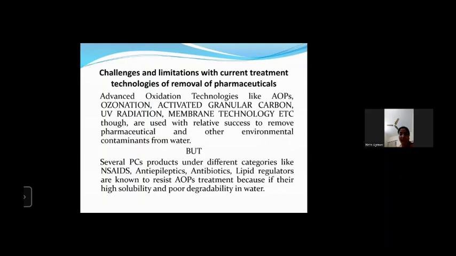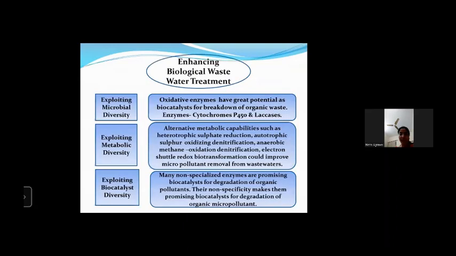They are used with relative success, but there is a category of pharmaceuticals, like I discussed just now: antibiotics, anti-epileptics, non-steroidal anti-inflammatory drugs, and regulators. They are known to resist these treatments because they are highly soluble in nature and poorly degradable in water. So these are the techniques.